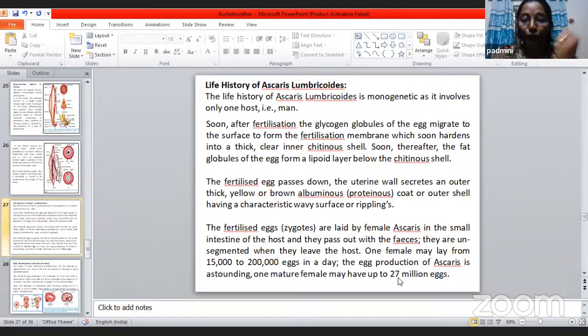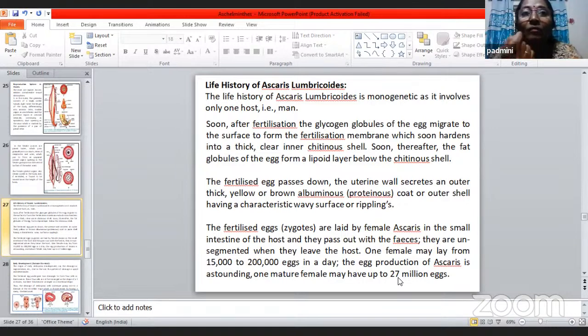So you will have a doubt over here. When they are laying so many eggs, millions and millions, their population should have outgrown even humans and of course the arthropods also. But why it is not happening is because once they are out in the environment, if there is an unfavorable condition, or if the condition is not good enough for them to grow, or if they don't enter a host, they will ultimately die.